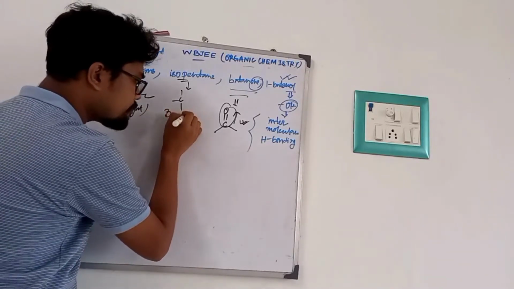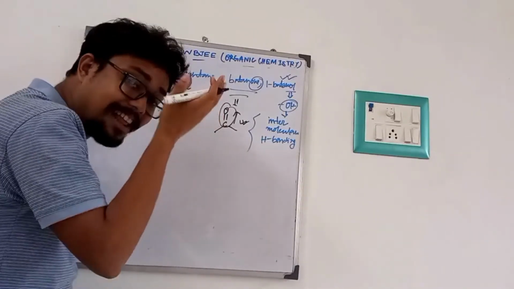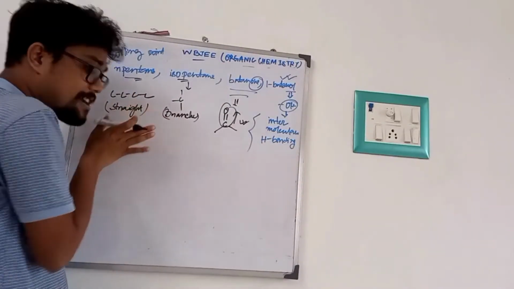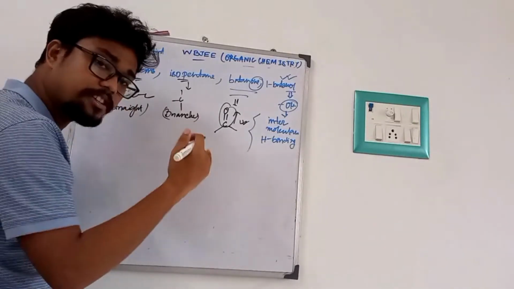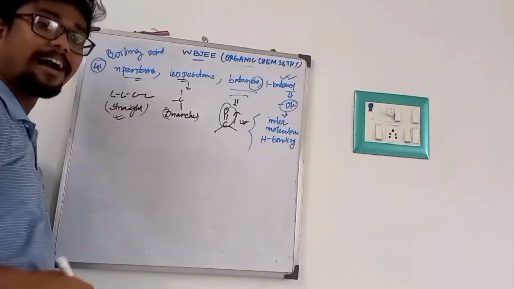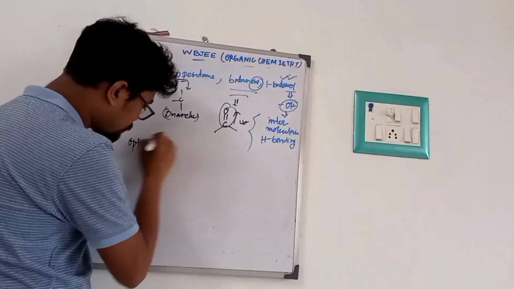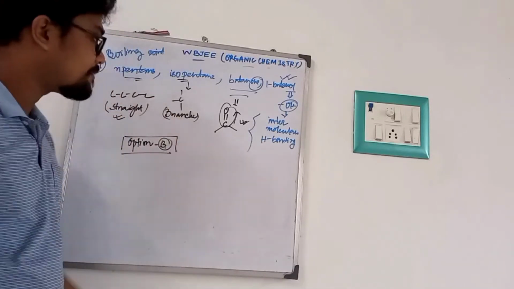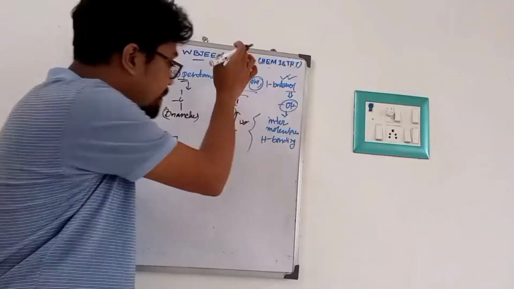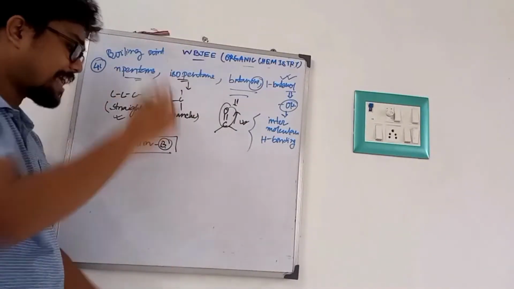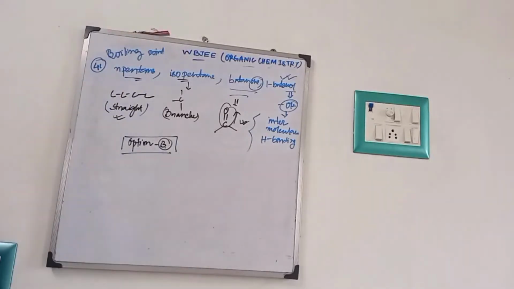If this is a branch, we know that the van der Waals force of attraction becomes less, and in the case of the straight chain, the surface area is increasing and the van der Waals force is also increasing, so the boiling point becomes high. So option B is the correct answer. The first has the highest boiling point, and isopentane has the lowest boiling point, which is okay.